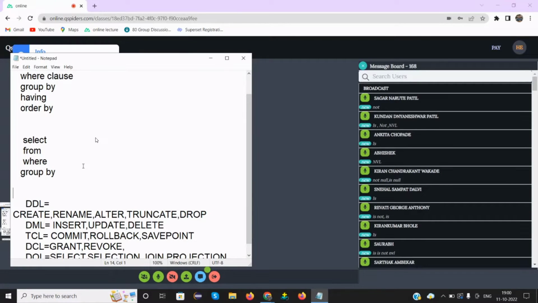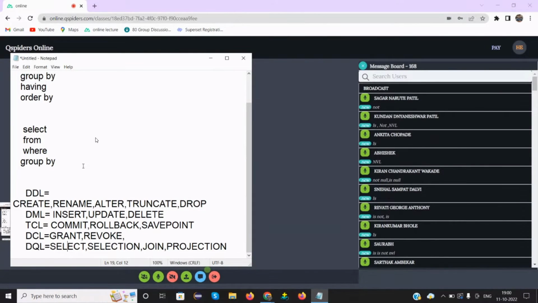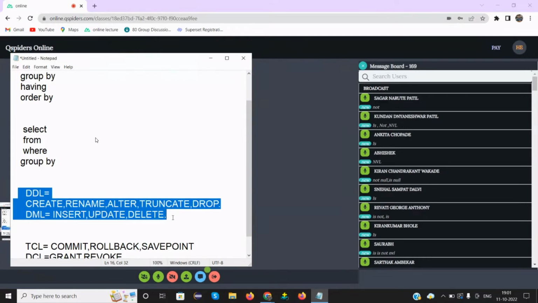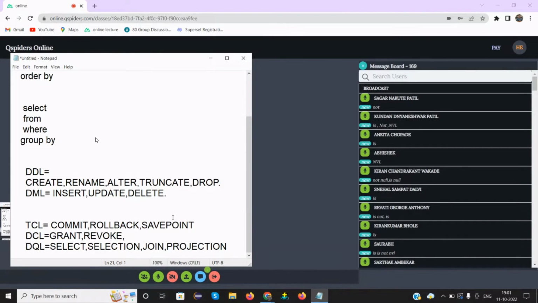So now we are going to discuss the data types. You guys need to be mainly focused on these two kinds of statements, DDL and DML, because most of the questions they are going to ask you will be on these two kinds of statements. And don't worry about the TCL, DCL and DQL.